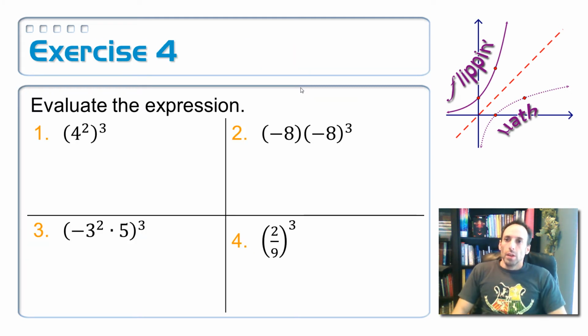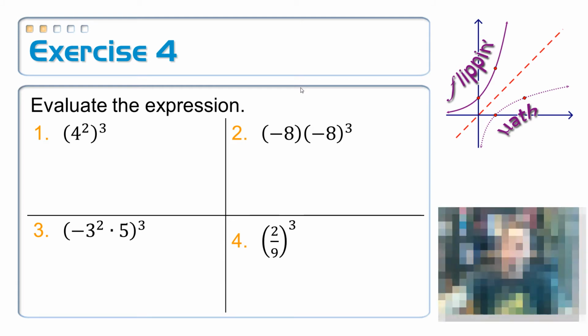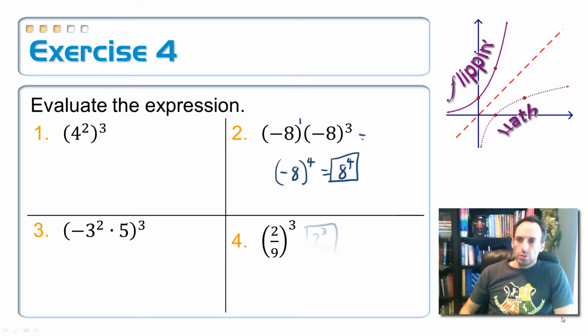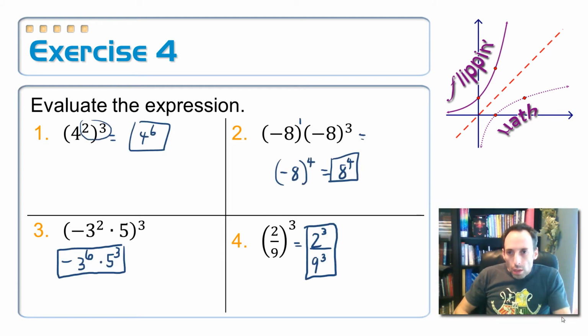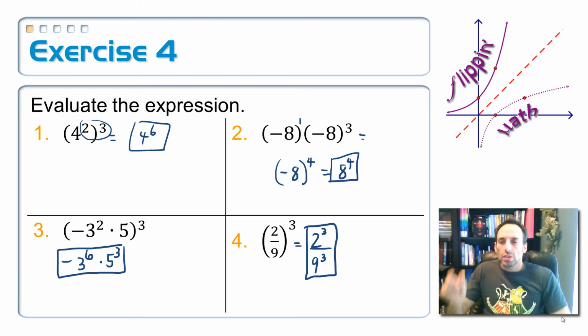Okay. So I want you to try those then on your own. Go ahead and pause the video and simplify each one of those expressions. Okay? Okay, let's see what you came up with. Voila. Okay, the first one is just an application of the power property. 4 squared raised to the 3rd power. You just multiply those two exponents, 4 to the 6th.